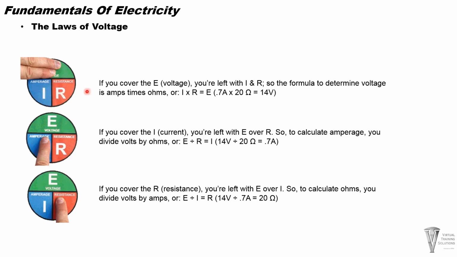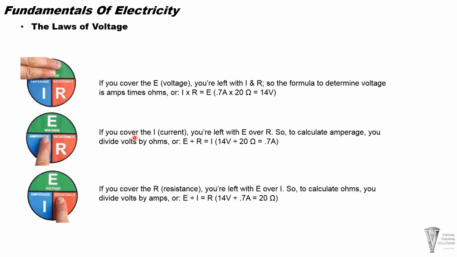So if we take, as this example, if you cover the E, which is our voltage, you're left with I and R. I is your amperage, R is your resistance. You take your I, multiply that by R, it equals E. So in this case, if we had 0.7 amps, we multiplied that by 20 ohms of resistance, we're going to be using about 14 volts.